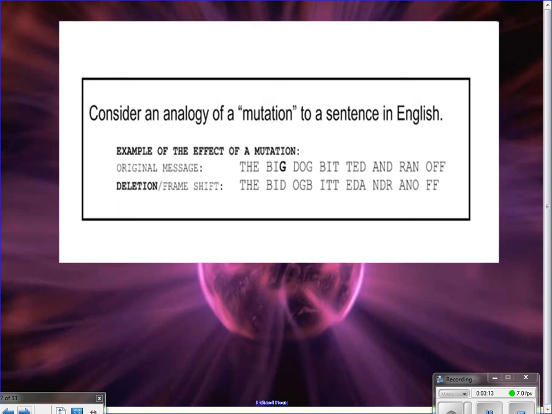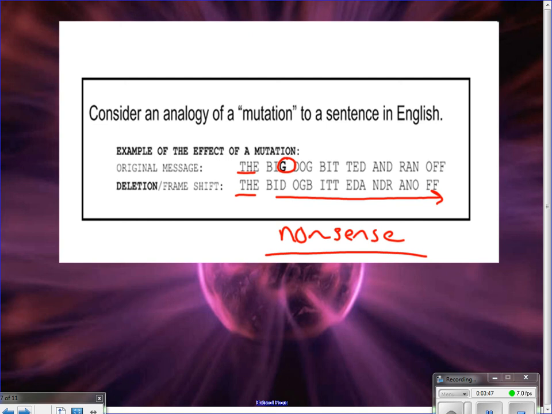So to better understand, let's look at an analogy. If we were to consider an insertion or a deletion in terms of a sentence in English, so this is the original sentence. Now if I were to delete the G in this sentence and then shift all the letters so that they're still in groups of 3, notice that the first word stays the same because it's upstream, but everything else has dramatically changed and becomes nonsense. Same is true in a DNA strand.